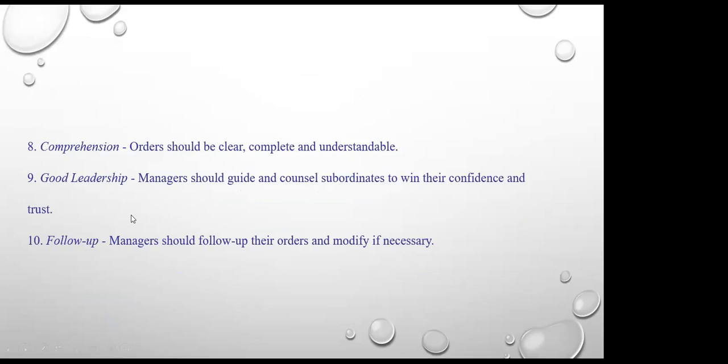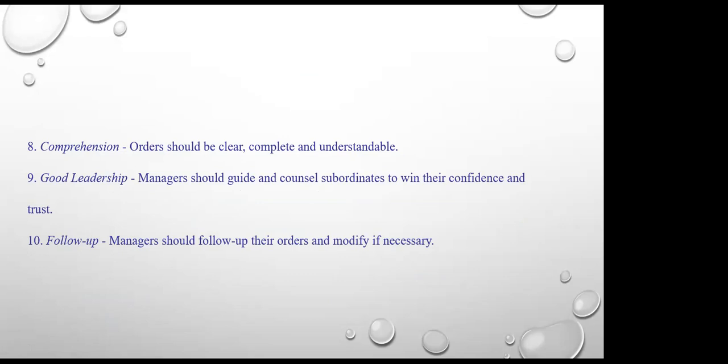And then comprehension. Orders should be clear, complete, and understandable. Whatever orders or directions you are giving, they should be clear and complete. They should not be 50 or 60%. They should be complete, and understandable to all the people.